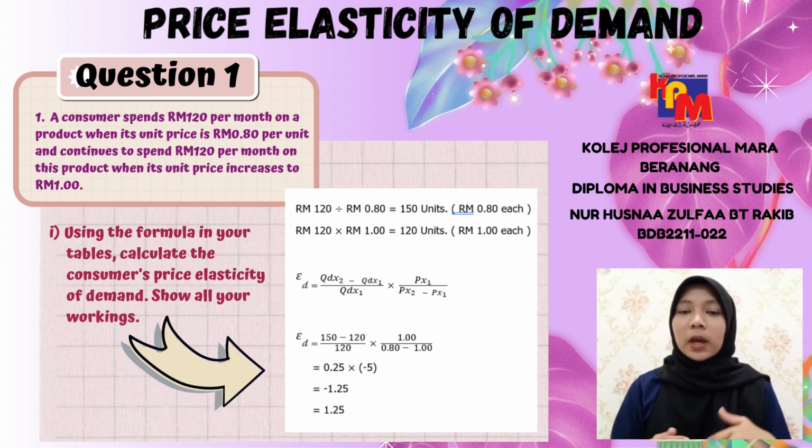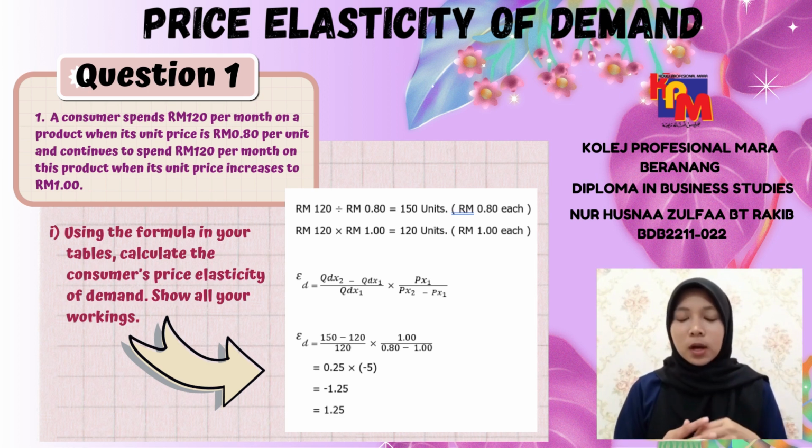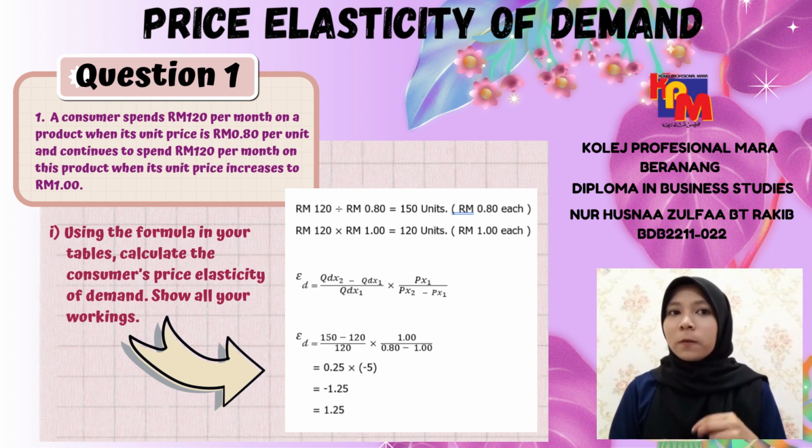Next, we need to enter the values we got into the formula, which is 150 minus 120 divided by 120, and we will get 0.25. For the next calculation, we need to do 1.00 divided by 0.80 minus 1.00, and we will get negative 5 for the answer.